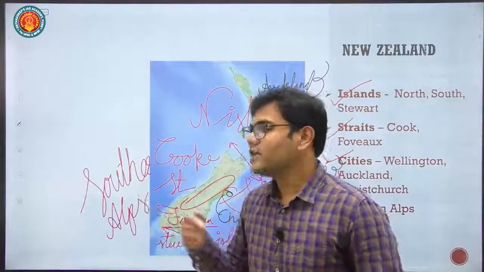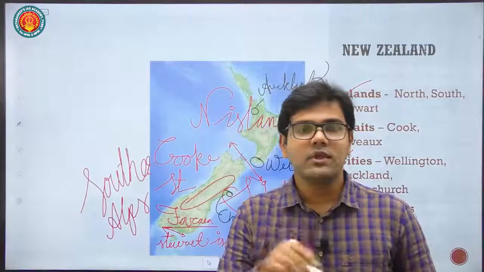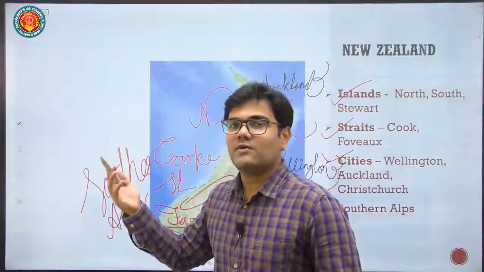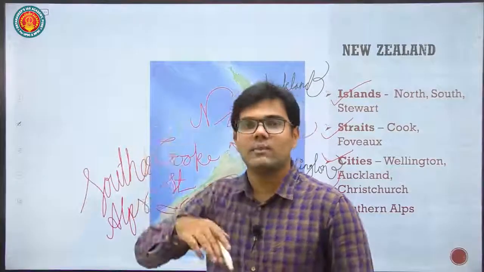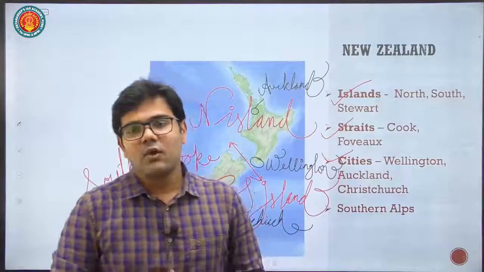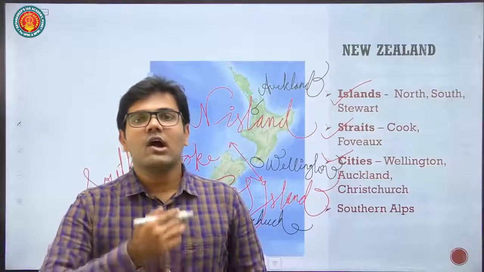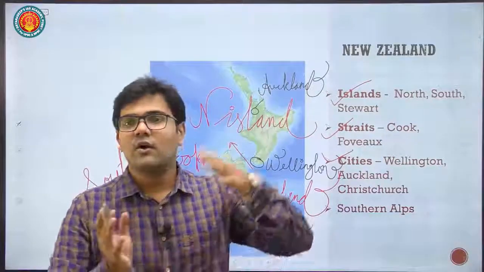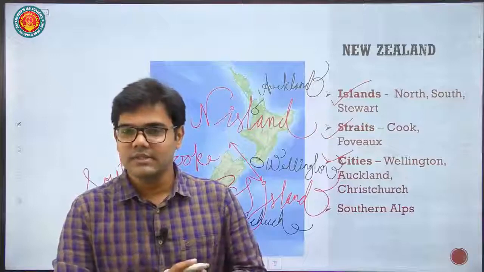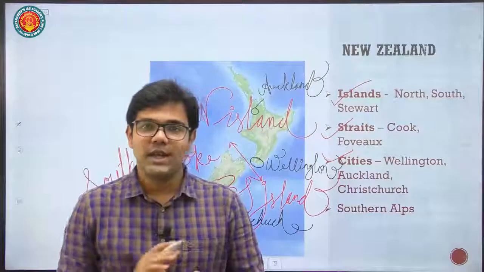A famous, important question can be: Southern Alps are located in which continent? They can give you the option like South America, and you can say, yes, South, and mark Southern Alps is in South America. That's not correct. The correct answer will be that the Southern Alps are located in the South Island of the country New Zealand, in the continent Australia, which is in the Australasia region and which is a part of Oceania. Fine.